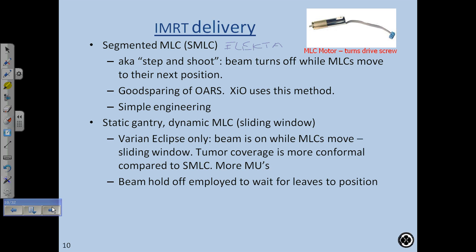Okay, so what does Varian give? Varian has the availability of sliding window, and that algorithm and the leaf sequencing is different than step and shoot leaf sequencing. The advantage of sliding window is that you get better tumor coverage, and it tends to be more conformal, but you need more monitor units because it's less efficient. The field size that it treats over is smaller. And then one other complication is that the MLCs move during beam on. Okay, so that's a bit of a complication during beam on.